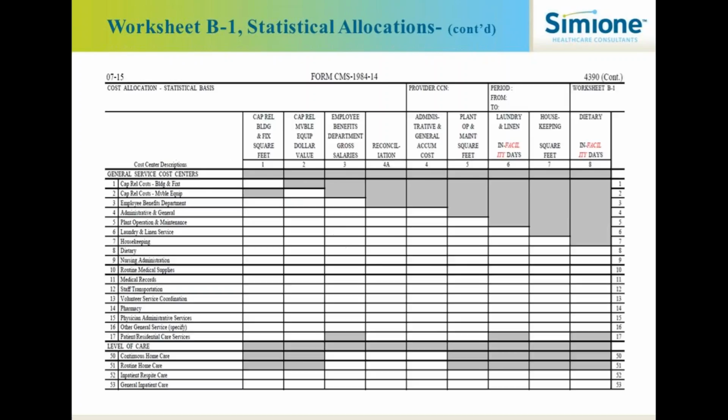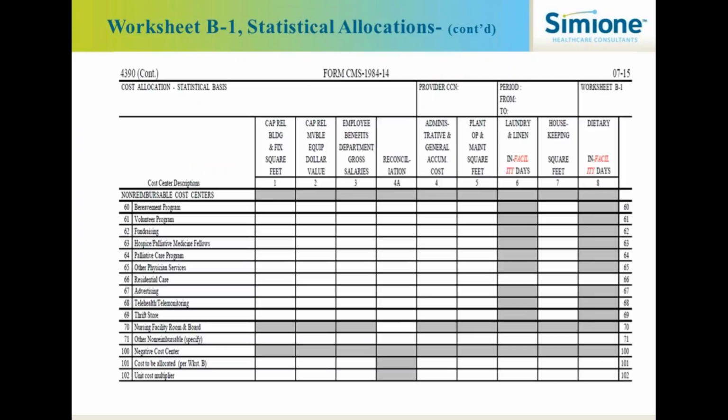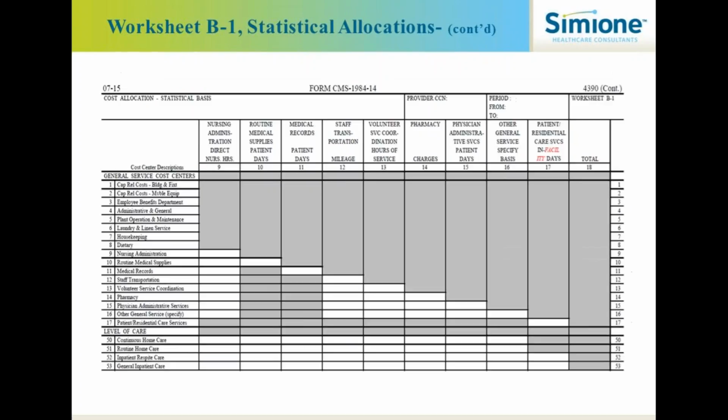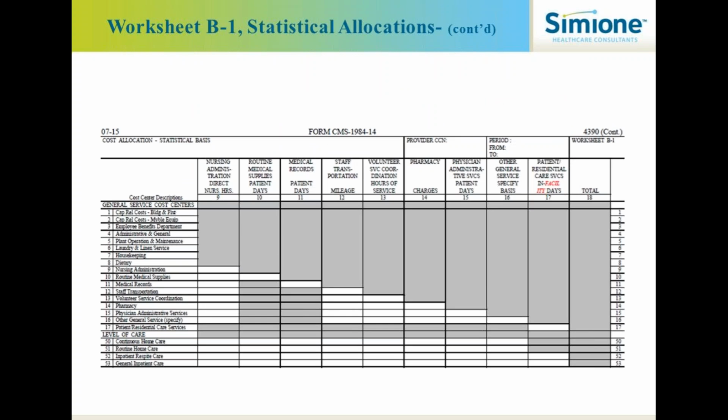So this brings us to slide number 68, and just take a moment to look at the next couple of slides here, and you'll see that it's actually the next 4 slides is the worksheet B-1 and all the statistical allocations that you will now be doing for your general service cost centers. And if you look at the bottom, you'll see that lines 50 through 53 is how your continuous routine, respite, and GIP all get rolled up into one line item.